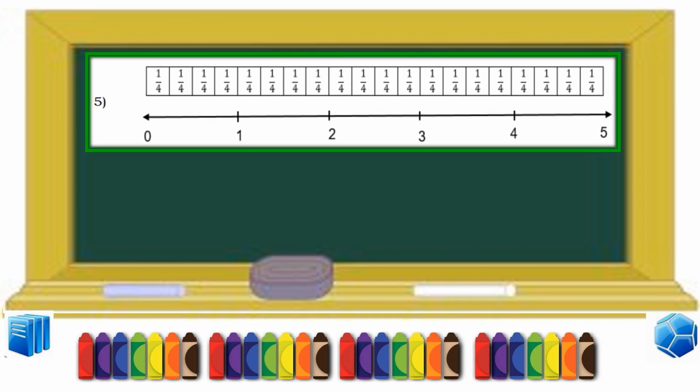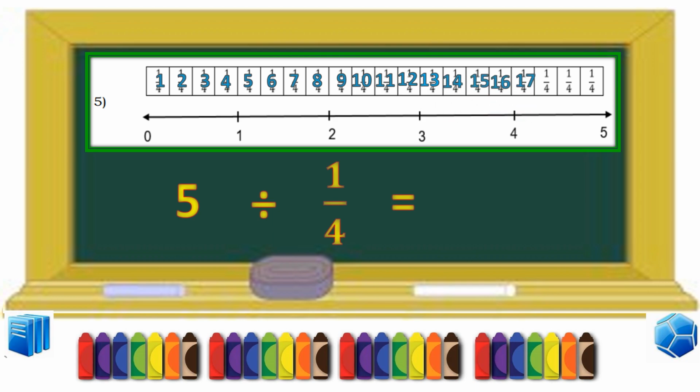Number 5, in 5 wholes, how many 1/4? So in 5 wholes, 5 divided by 1/4. To get the answer, let's count the 1/4. 1, 2, 3, up to 20. So there are 20 fourths in 5 wholes.